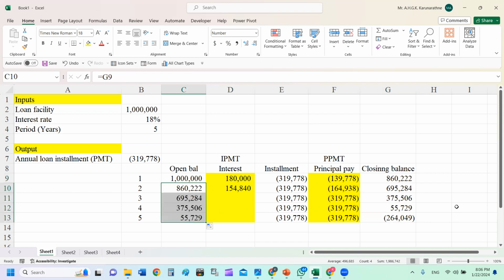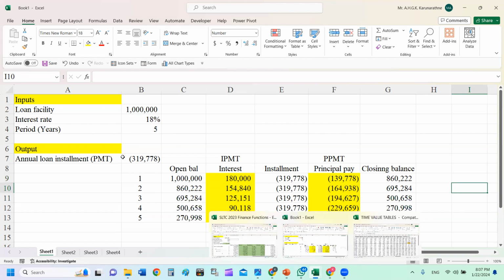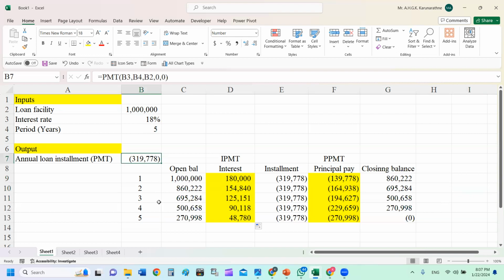Finally, it should become 0. Yeah, drag it like this. It should become 0, right? You can see, this is our loan repayment schedule, assuming you borrowed 1 million at a rate of 18% for 5 years and the loan is paid in annual installments. That's why after making the fifth annual installment, your loan balance becomes 0. So the answer for the first part is this installment, and this is the answer for the second part.